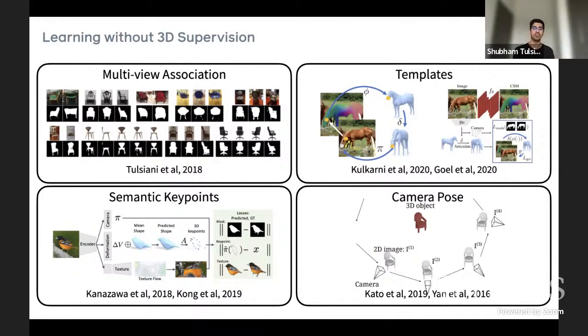But all of these approaches that I'm highlighting here, while they can learn 3D without 3D supervision, do still require some additional annotation, either in the form of templates or semantic key points or camera poses. And this, again, restricts their scalability in a practical setting where, let's say, if we are interested in getting 3D reconstruction across all of ImageNet, even this form of supervision is not easily available.